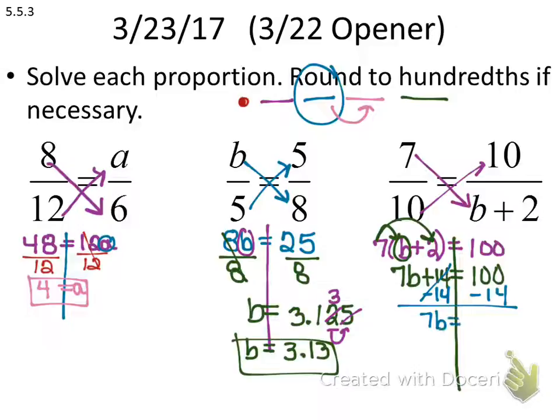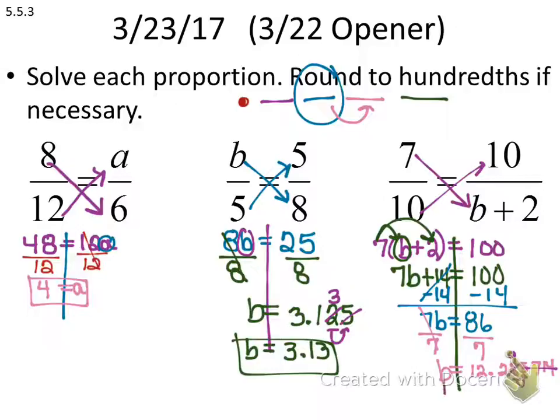On my right side, what's 100 minus 14? 86. Okay. How do I get the b by itself? What about the 7? Divide it. So then b equals, what's that nice long decimal we get? 12.28571. Okay. Which number's in my hundredths place value? The 8. Look to the right. Is that number 5 or greater? So that 8 goes to a 9, 12.29.